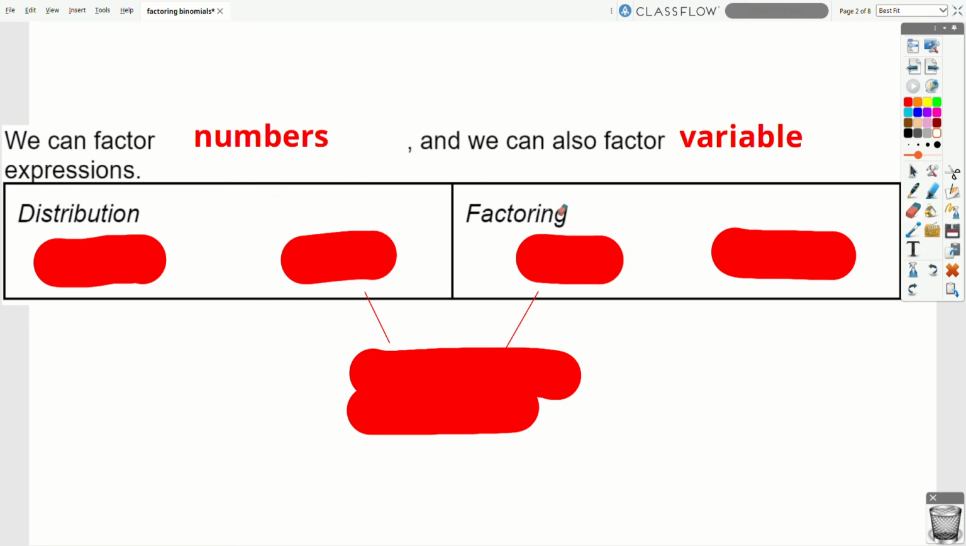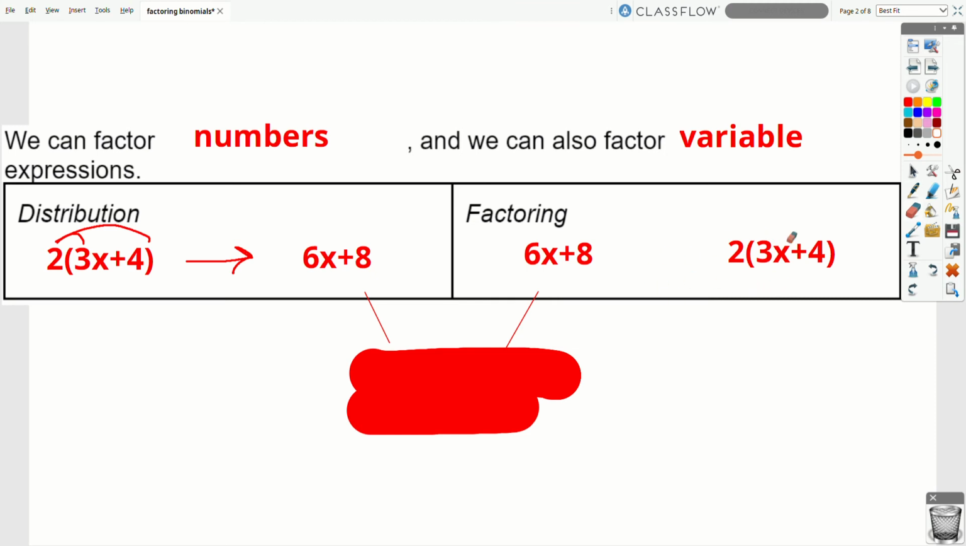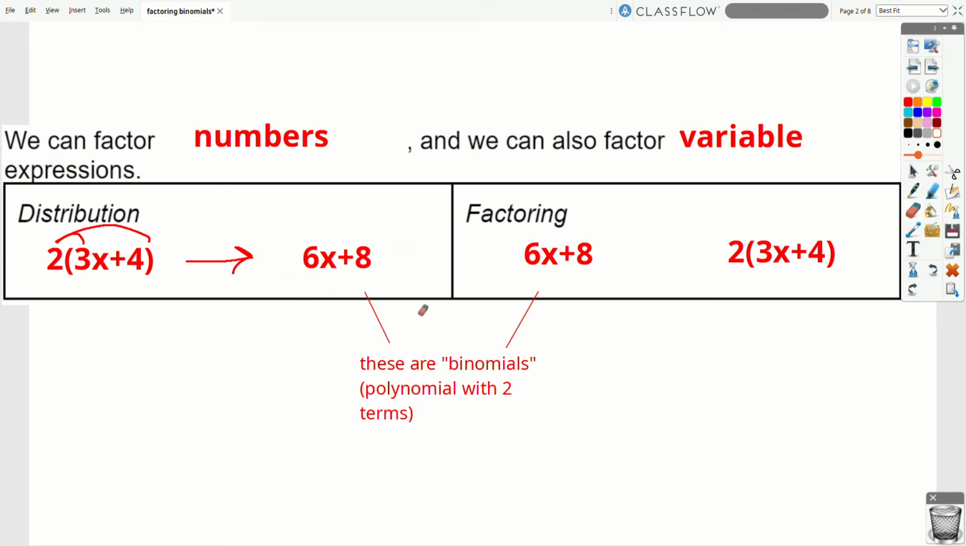We need to know exactly what factoring means. We know what distribution means, right? Distribution is where we start with a problem like 2 times (3x plus 4), and then we distribute, we multiply. 2 times 3x is 6x, 2 times 4 is 8. So this is the process of distribution. Factoring is the exact opposite. With factoring, we're going to start with something like this, and then our answer is going to look something like this. Just for vocab, these are what binomials are. So we're factoring these ones.